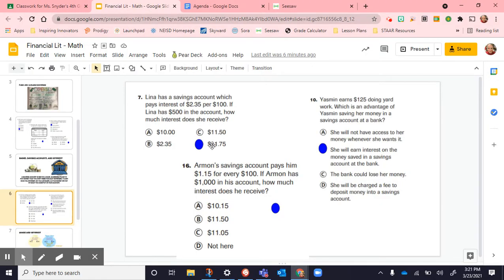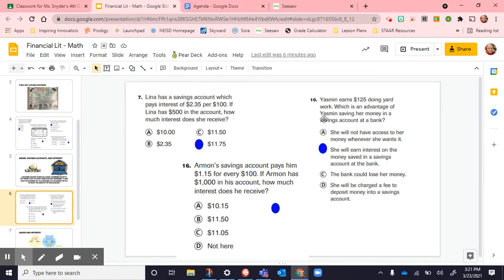All right, so we did that one. We got 11.75. Number 16 is the exact same, just with different amounts, so same kind of process here. So do that one. And then number 10, Yasmin earns $125 doing yard work. Which of these is an advantage?